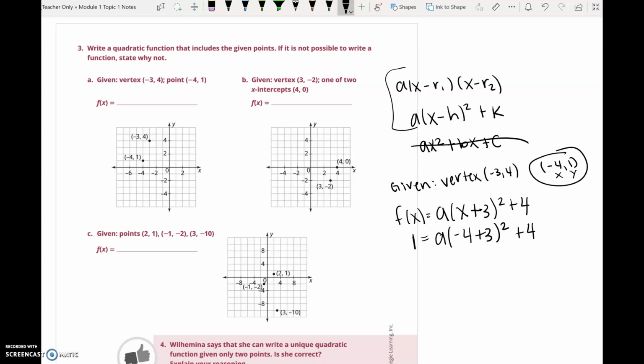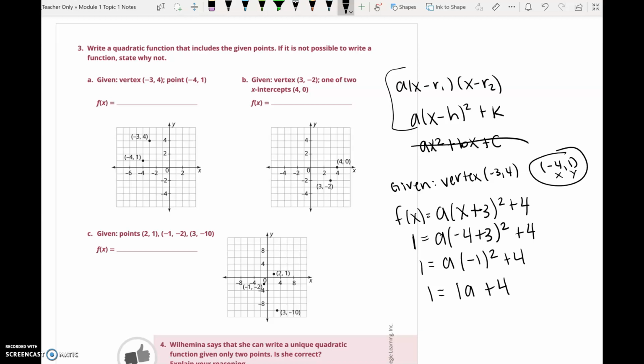So I'm going to follow order of operations and do the parentheses first. So I have negative 4 plus 3, that's negative 1. Next in my order of operations comes exponent, so I'm going to take negative 1 and square it, and negative 1 squared is just 1. So I really just have 1a plus 4.